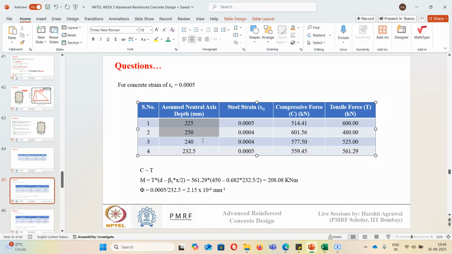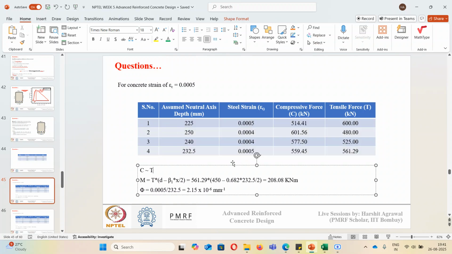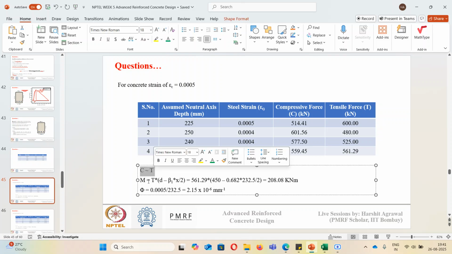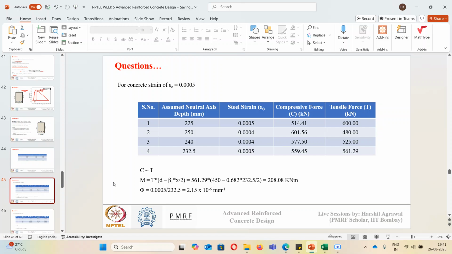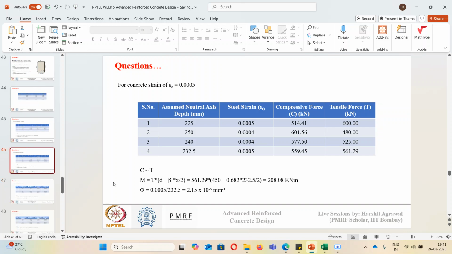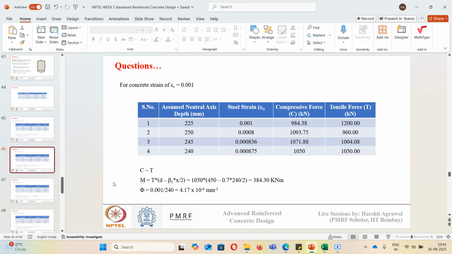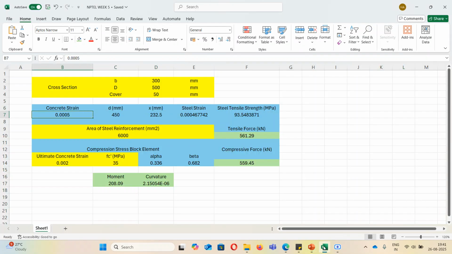You can see how quickly we can do multiple iterations if we can use Excel for calculation instead of pen and paper. Once C is equivalent to T, we can calculate moment of resistance and we can calculate the curvature. So this is for concrete strain equal to 0.0005. The same thing we can do with concrete strain equal to 0.001, again the iterative process. I will show you here what is changing. We will just change this concrete strain to 0.001.